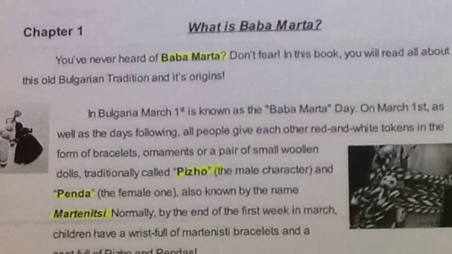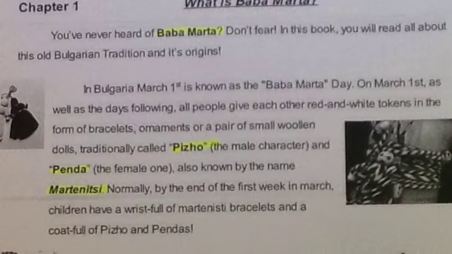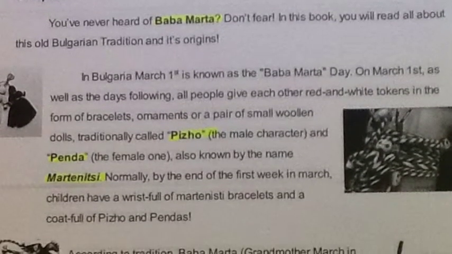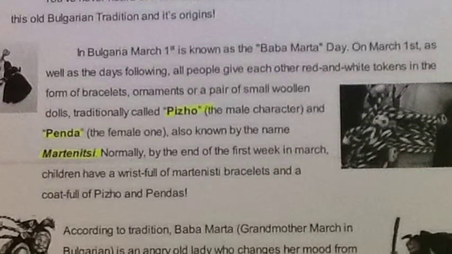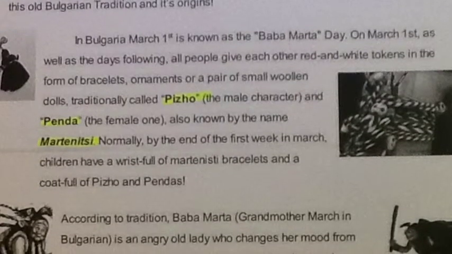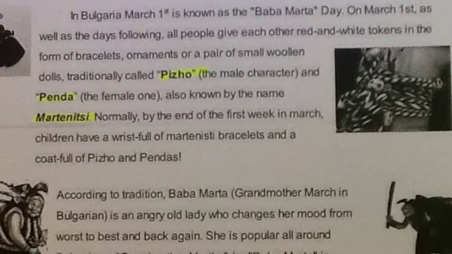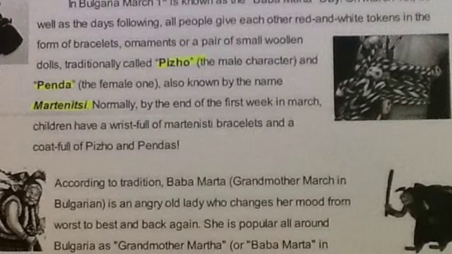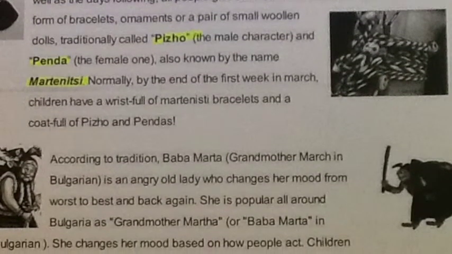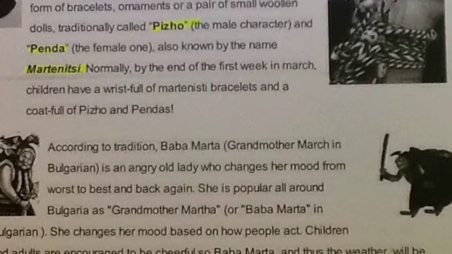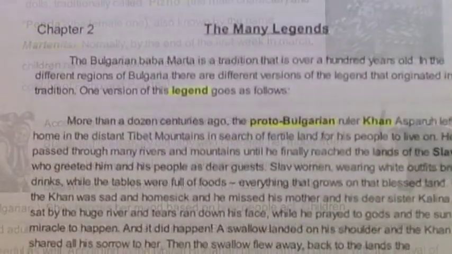So in my chapter 1, which is called What is Baba Marta, the first word bolded is Baba Marta, and that is a word that my reader would definitely need to know. Pijo and Panda is another one, Martinizzi, and those are the only ones that I have made bold within the first chapter. Now within the chapter, as you can tell, I have also put a little definition in there. I will make sure that in my glossary I use that very same definition, but I'll show you also another trick on how to copy and paste from dictionary.com next, so watch that.